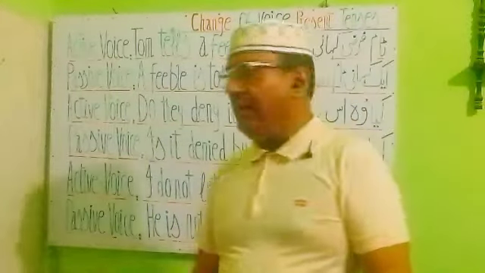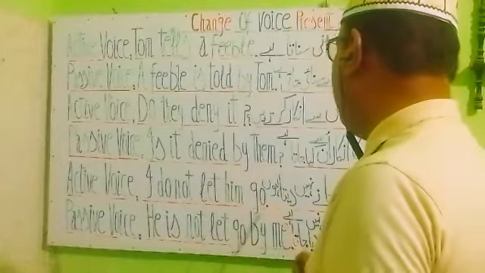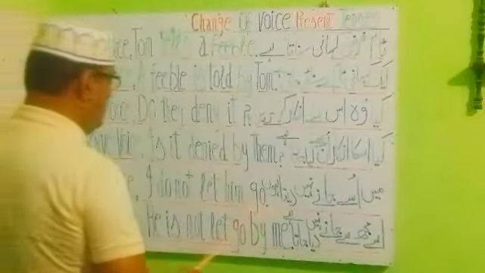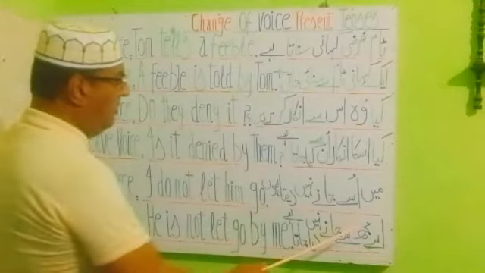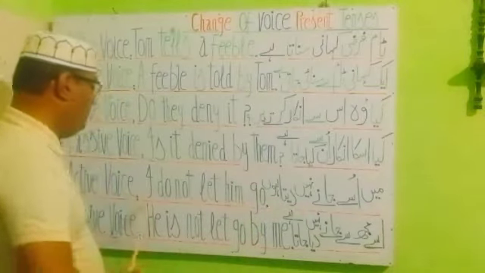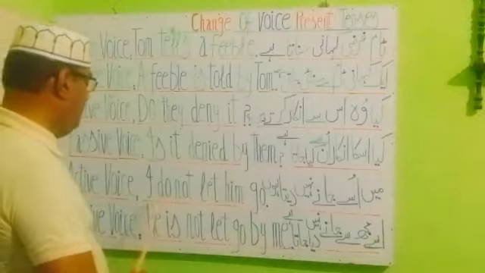Let's read it out. आइए इसे पढ़ते हैं. Do you see active voices? I do not let him go. I don't let him go. मैं उसे जाने नहीं देता हूँ. This is a negative statement in present tense.